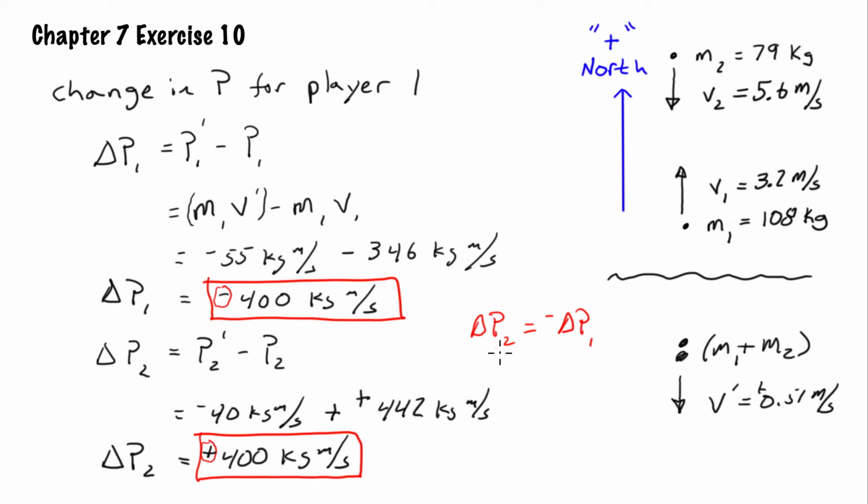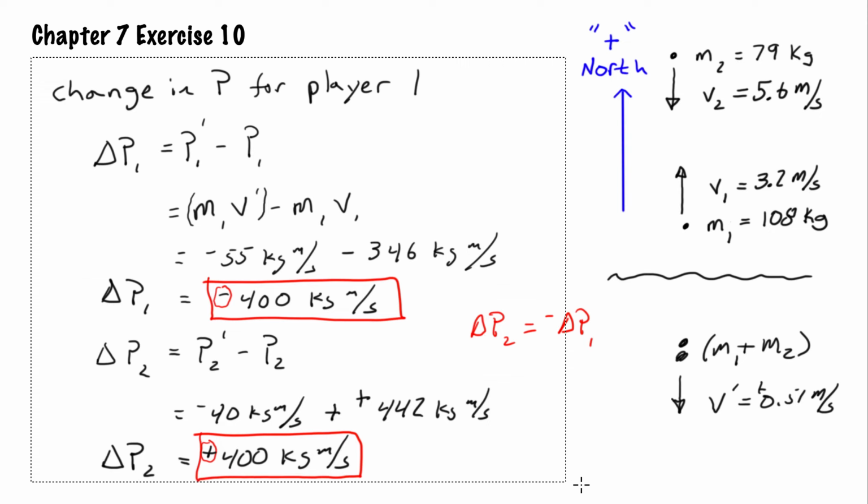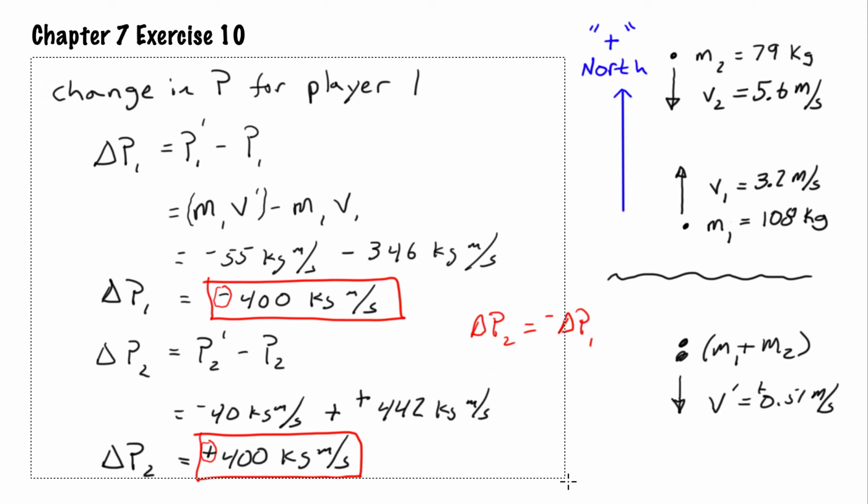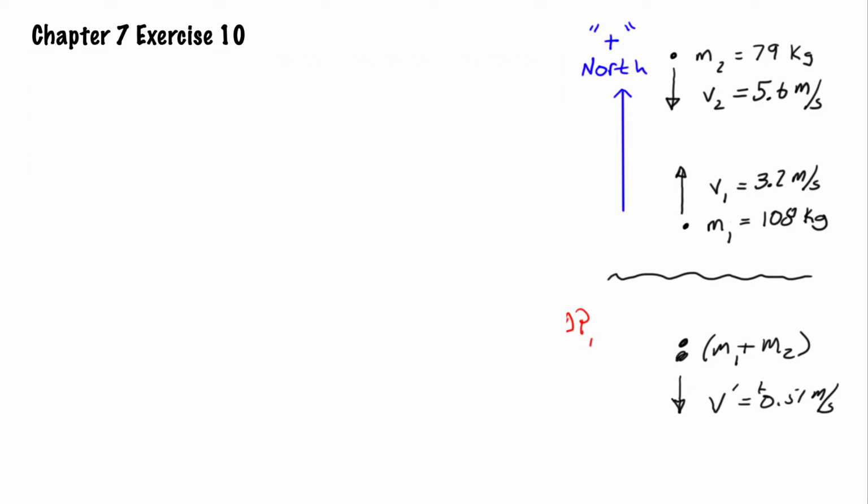So whatever momentum, let's say, player 2 gains, player 1 has to lose. So that's why the change in momentum of the two players are equal to one another. And I'd like to try one last thing. I'd like to estimate how big the forces are exerted on player 1 by player 2 and vice versa. That really won't be too hard because we can use the impulse momentum theorem to calculate that.